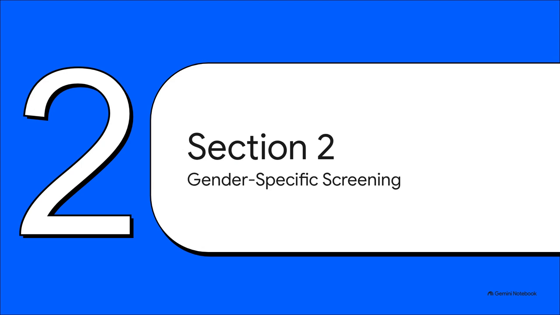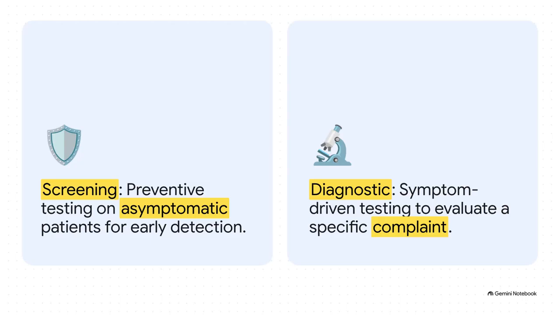That brings us to Section 2, Gender-Specific Screening Standards. Okay, as CDI professionals, we absolutely have to differentiate in the chart between a routine screening encounter and a diagnostic workup driven by an active symptom. It's a game changer. If a woman comes in for a routine yearly mammogram, that's a screening. But if she presents with a newly discovered breast lump and then a mammogram is ordered, that's a diagnostic workup. The ICD-10 coding path changes completely based on how the provider documents the intent of that test.